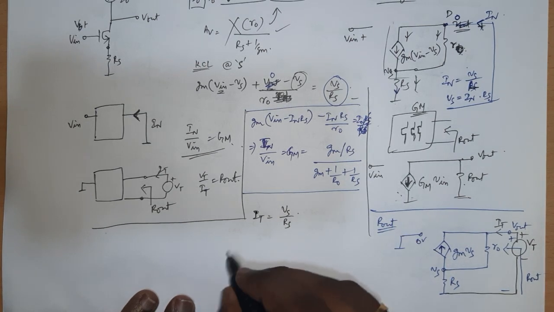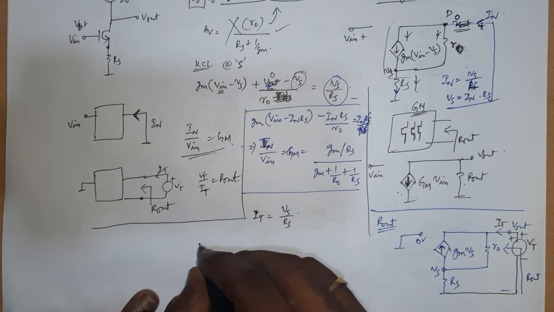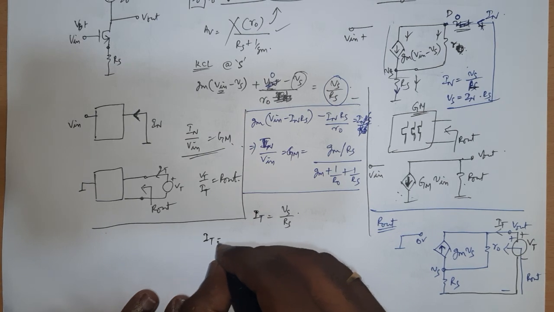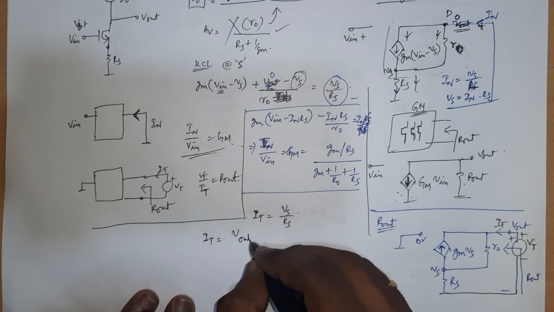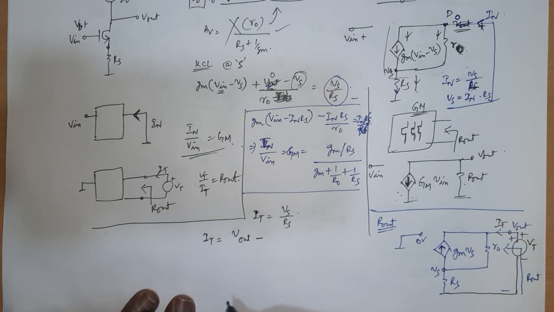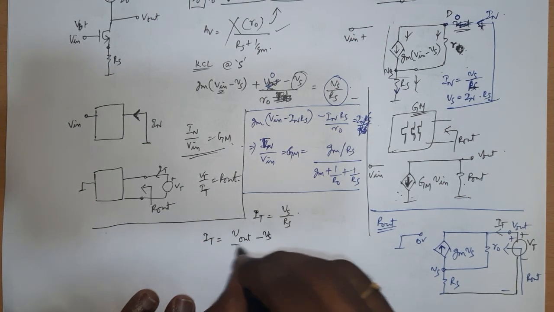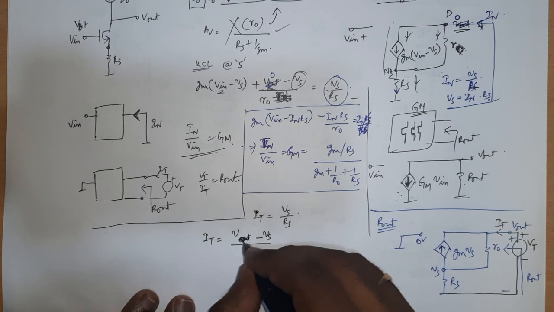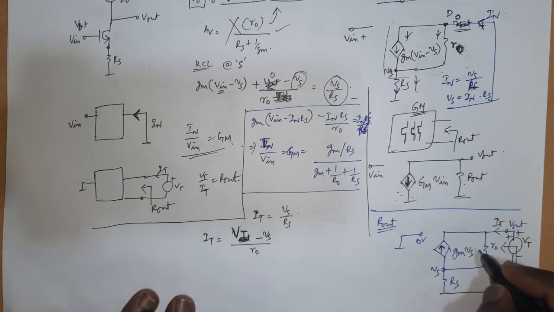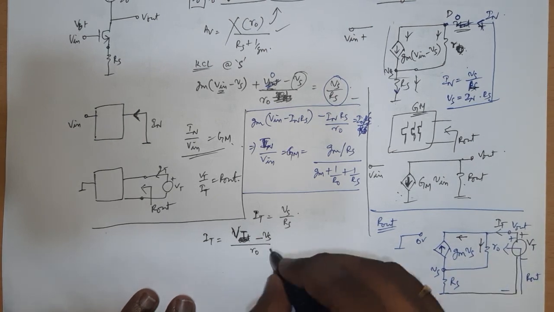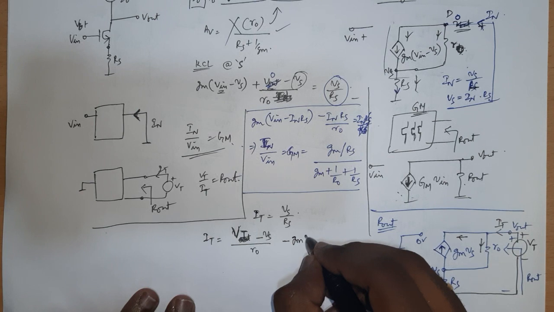Okay, and also you will have I test equal to V out minus Vs by R0. V out is nothing but V test. So V test minus Vs by R0 is the current flowing here, and you have current flowing in this way, which is negative of Gm Vs.